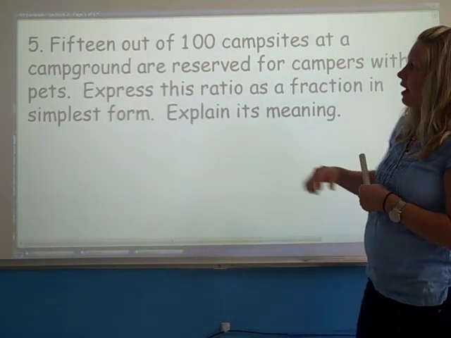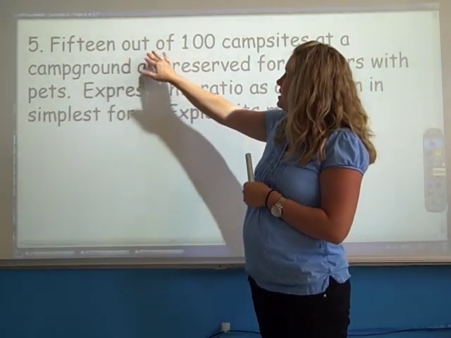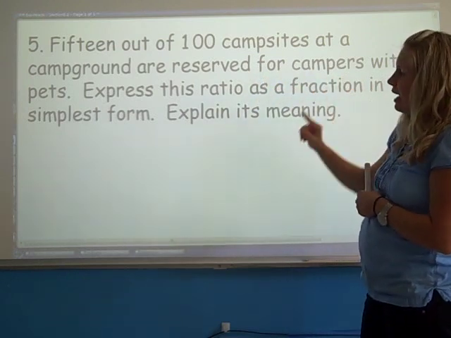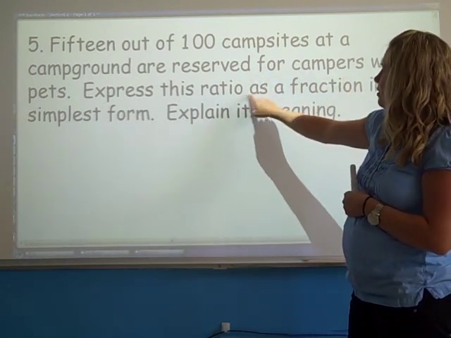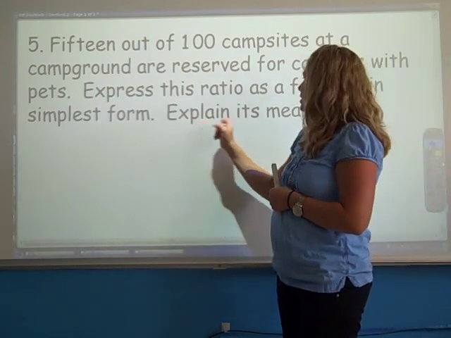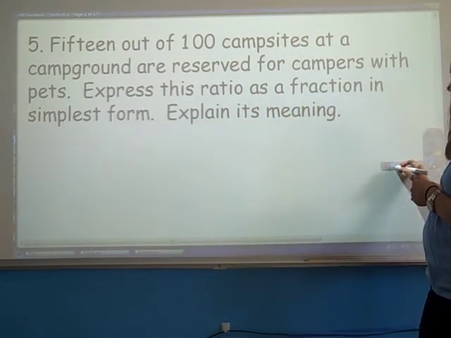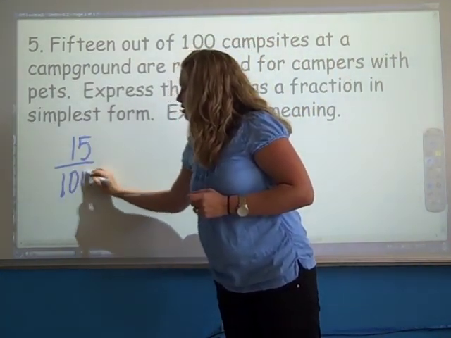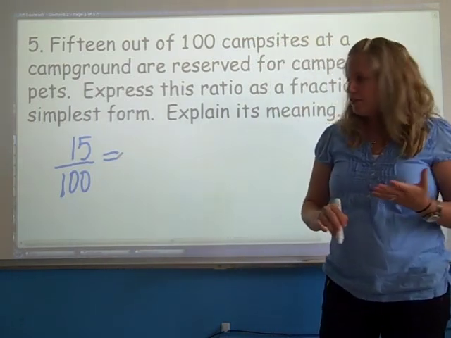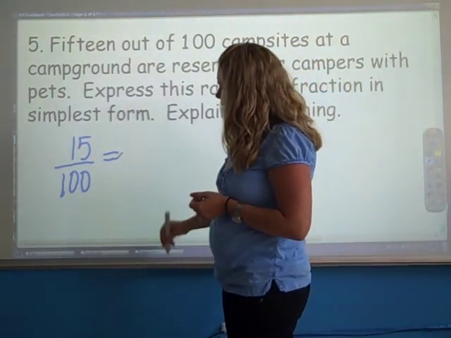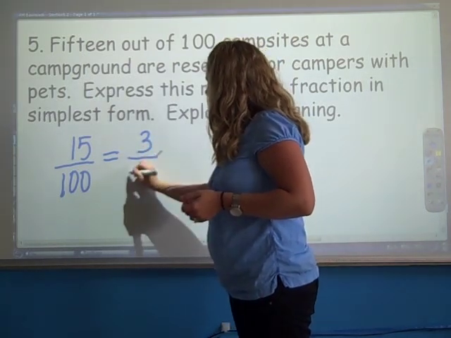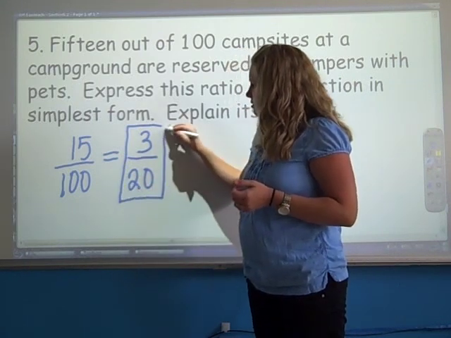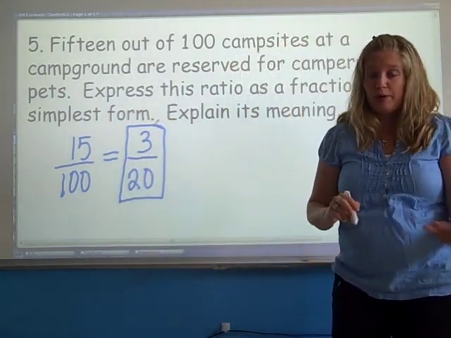And the last thing, number 5, I'm going to do with you. 15 out of 100 campsites at a campground are reserved for campers with pets. Express this ratio as a fraction in simplest form. Explain its meaning. Okay, so we have 15 out of 100. There's no units for us to convert. I reduce this. I can divide by 5. I get 3 out of 20. So this would be my ratio as a fraction in simplest form, so that's the first part.